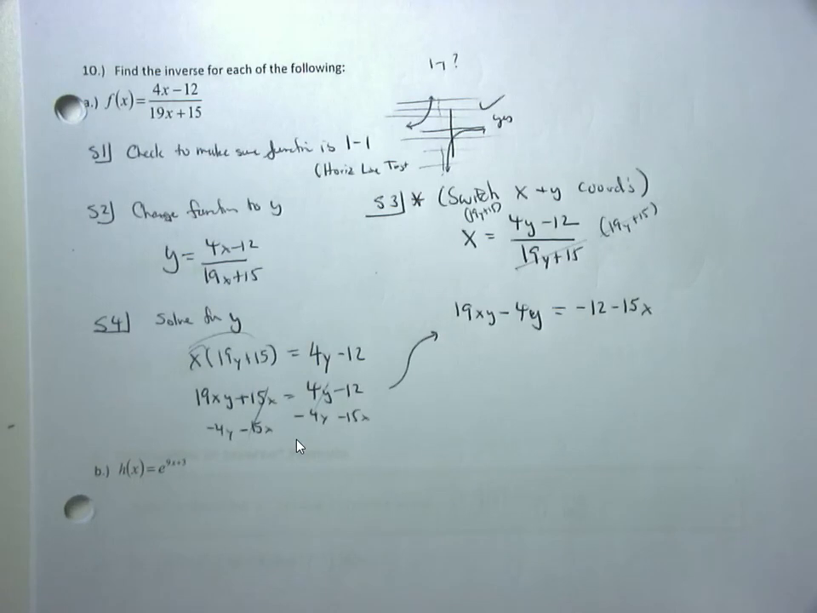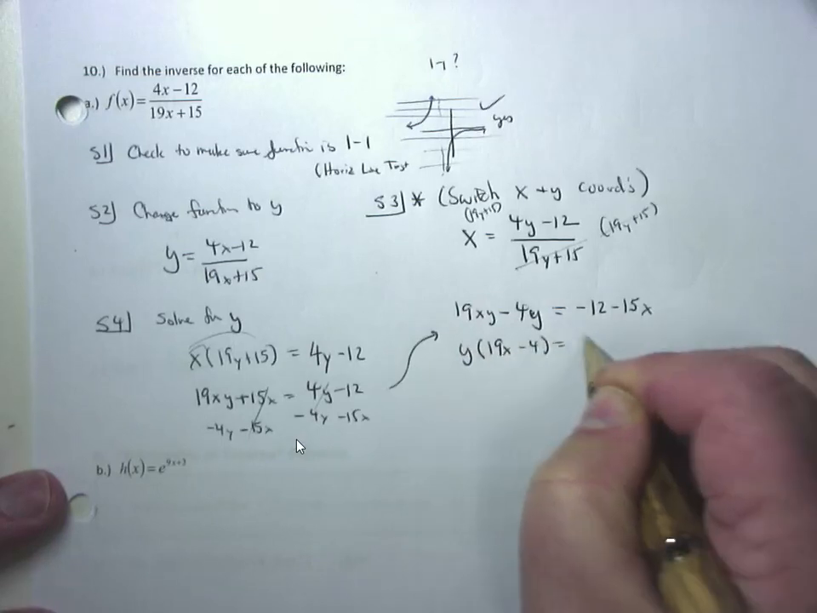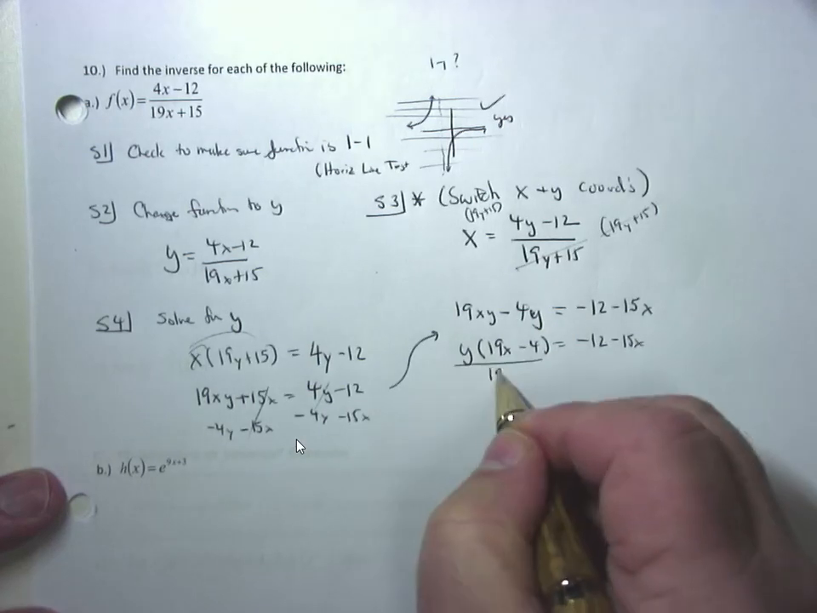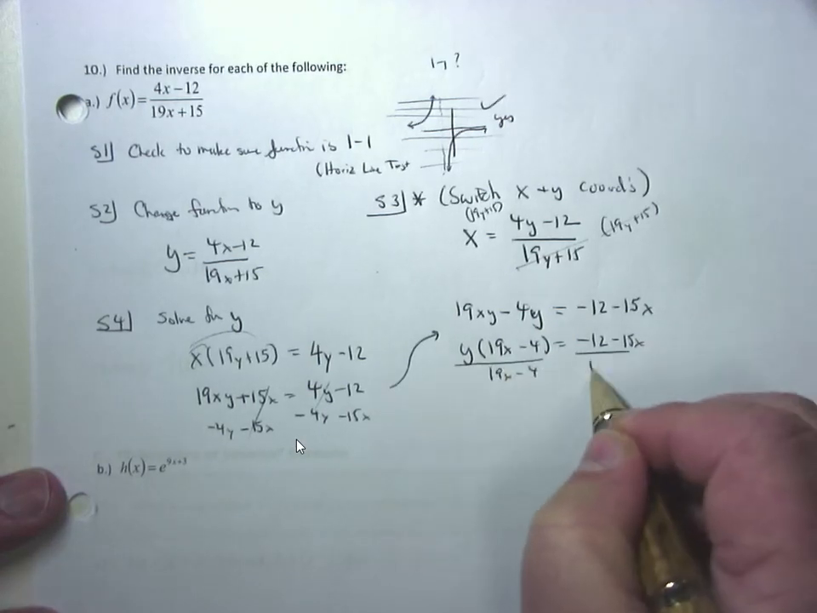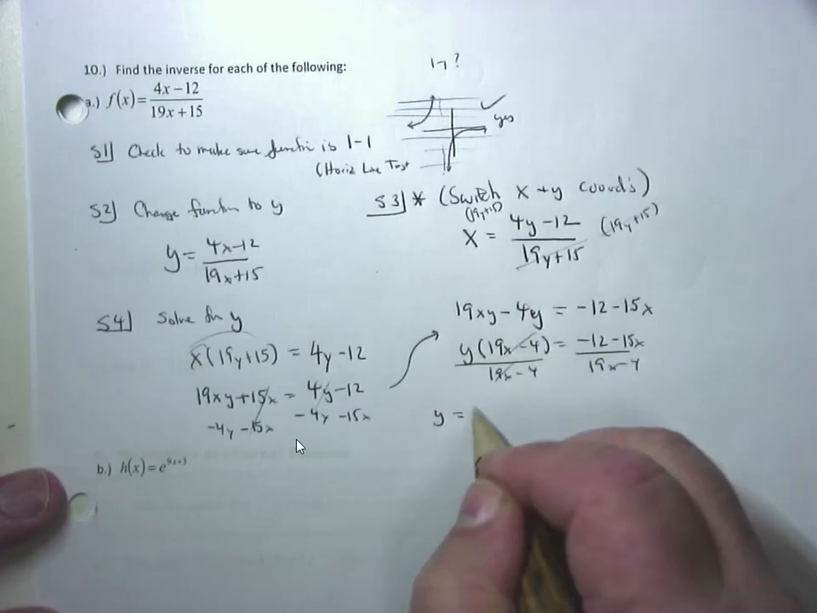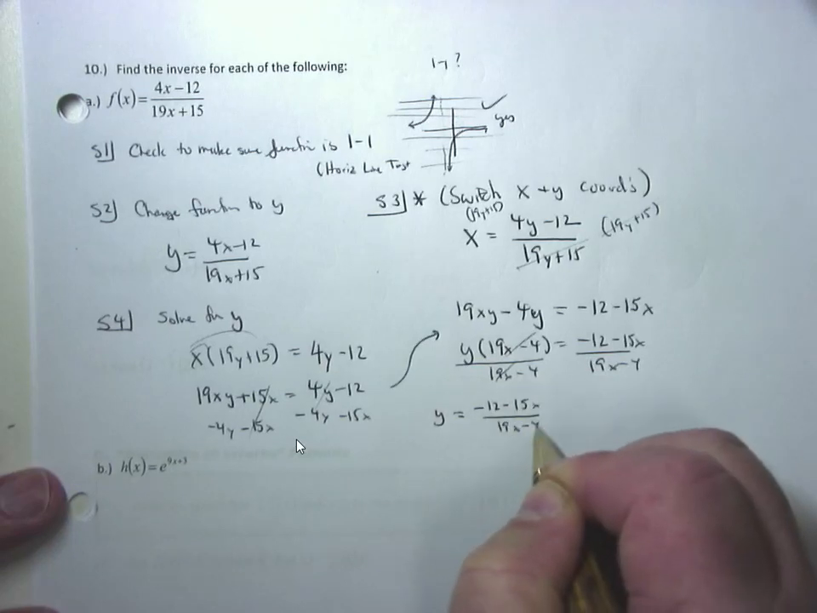So now I've juggled this thing. I've got all my y's on one side, all the terms that don't have y's on the other. I got multiple terms with this y in it. So the trick is factor. So I'm going to factor the y out of this, leaving me with 19x minus 4 equals negative 12 minus 15x. And then the last thing I'm going to do to solve for y is divide both sides by 19x minus 4. End up getting y equals negative 12 minus 15x divided by 19x minus 4.